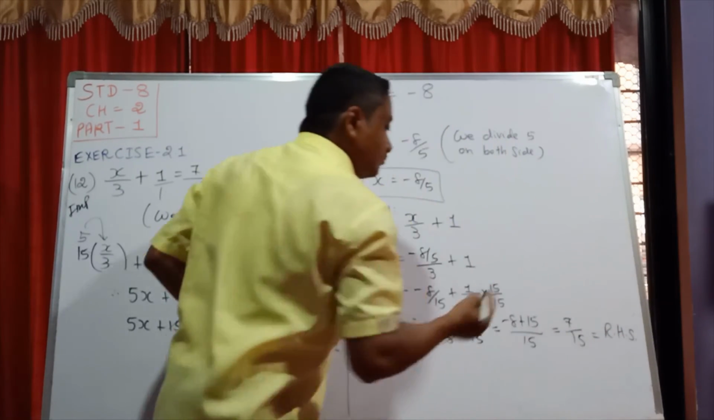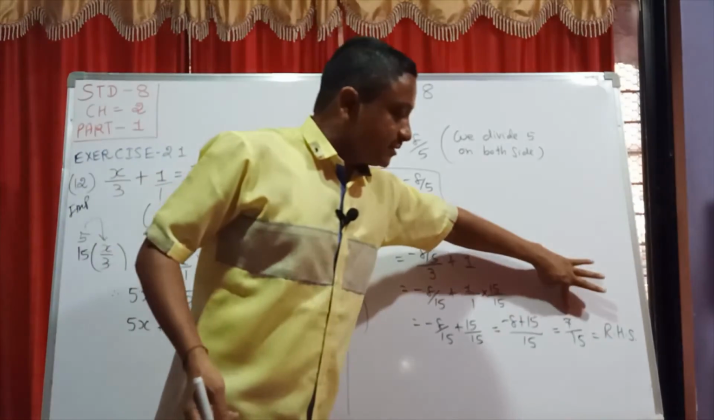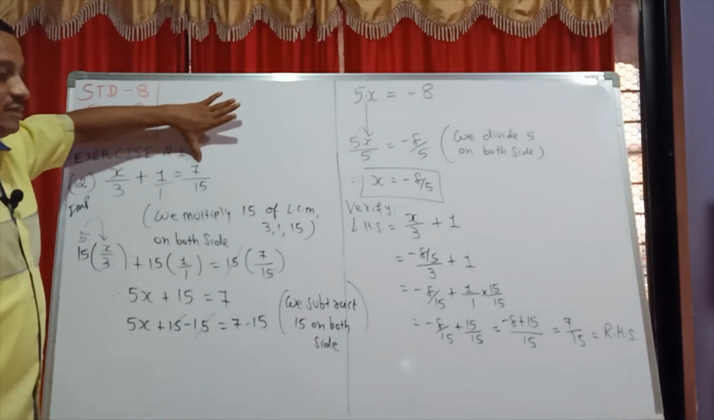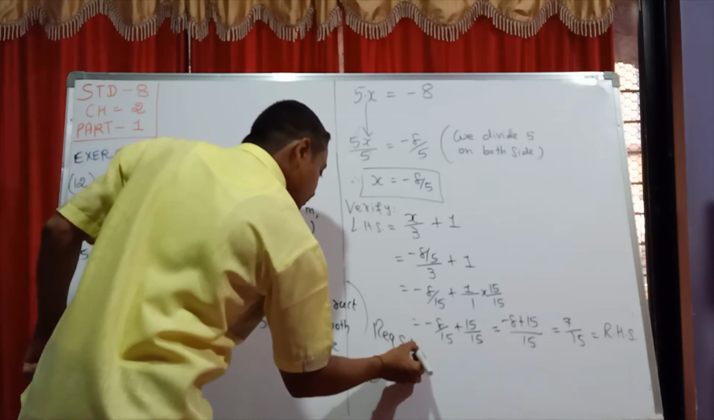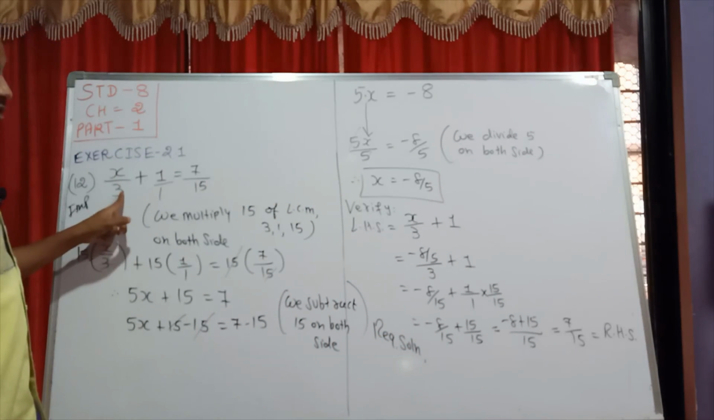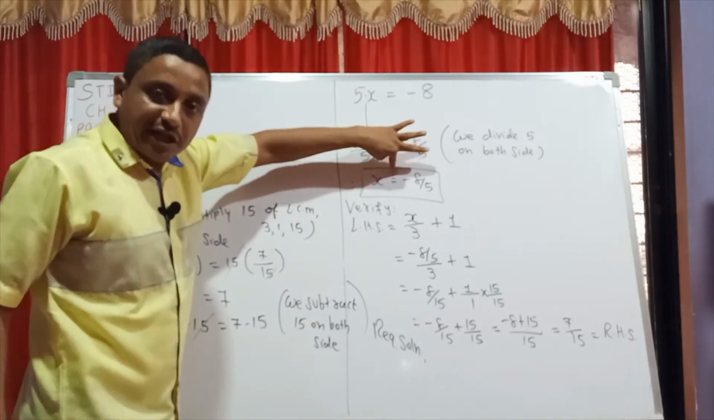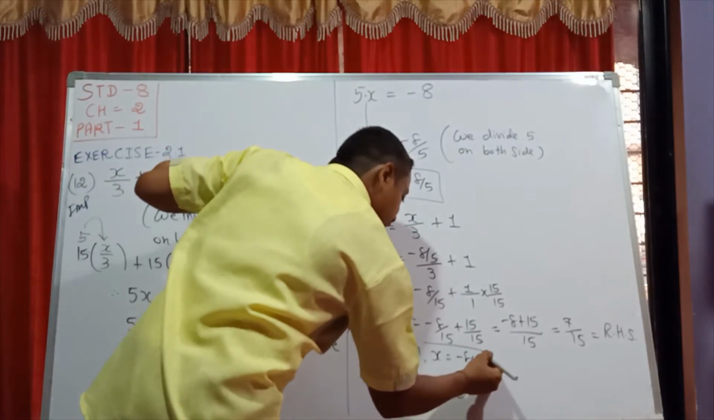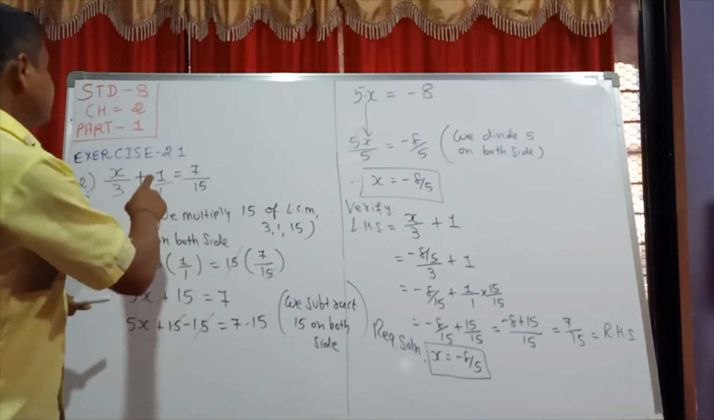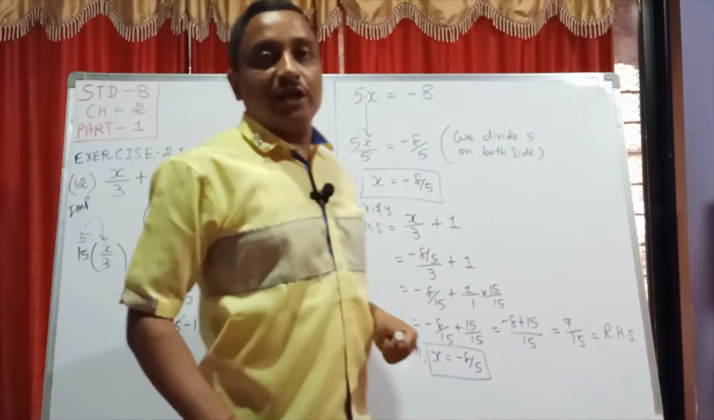So you are finally done with the RHS. And check out, this LHS is equal to the RHS. So finally I show my required solution. Yes students, this is your solution, x is equal to minus 8 by 5. Your final answer, and here I complete this exercise 2.1 in this part 1.